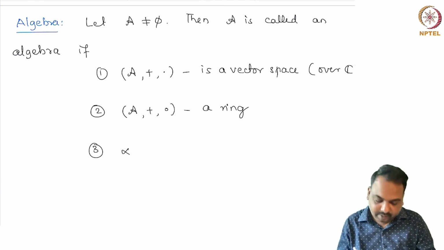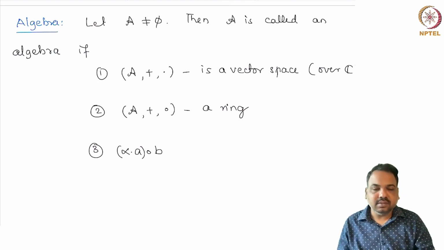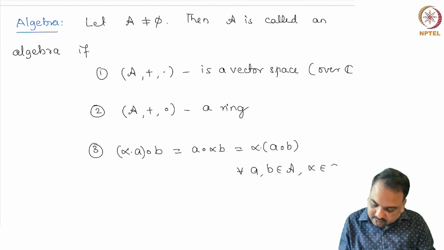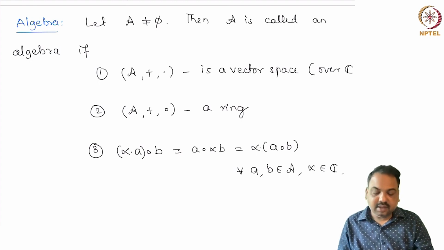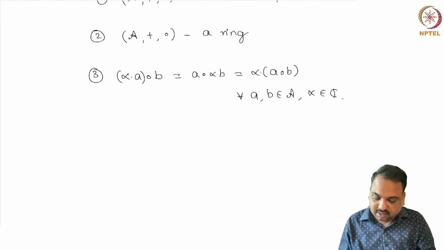If you take a scalar alpha dot A, this is one element in A, and if you look at another element B and take the multiplication of these two elements, (alpha A) circle B, this should be A circle (alpha B), and this is nothing but alpha times (A circle B), for all A, B in A and alpha in C. So the third condition connects the earlier two operations, scalar multiplication and multiplication of elements of A. If a set has three operations and satisfies all these three properties, such a set we call an algebra.